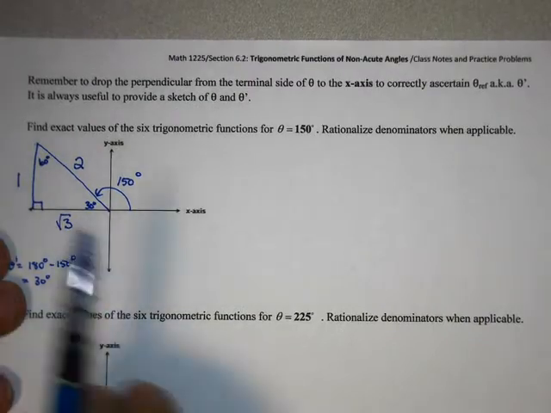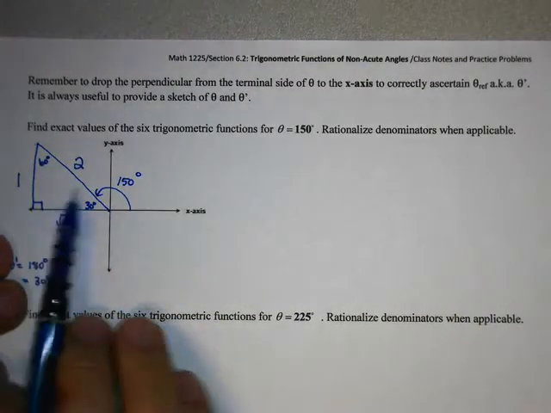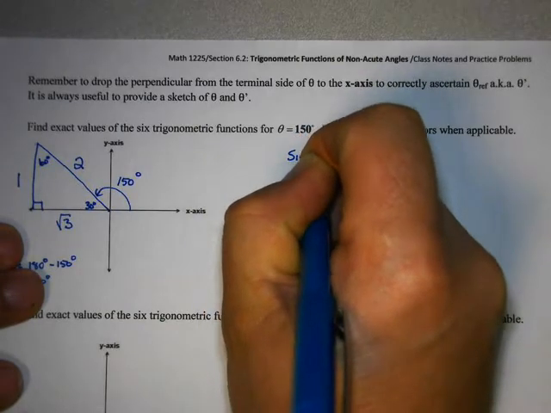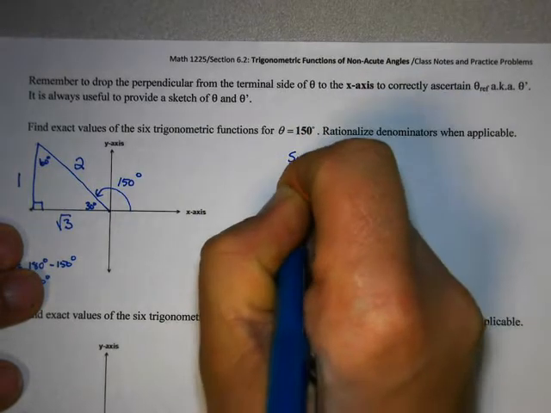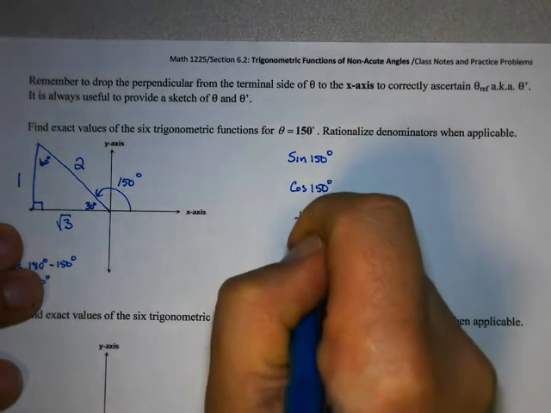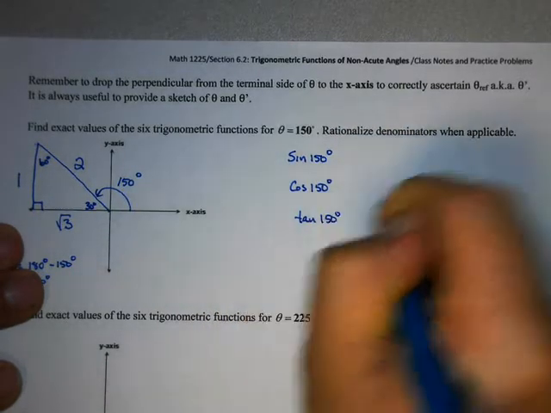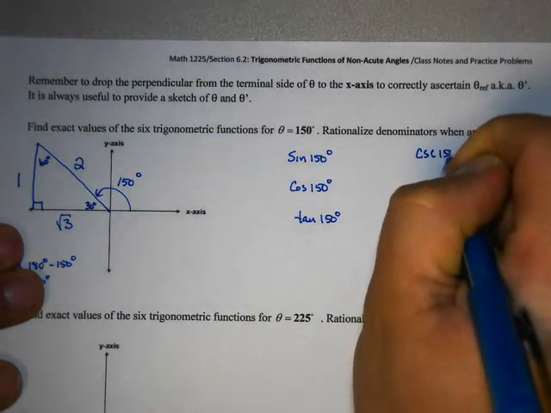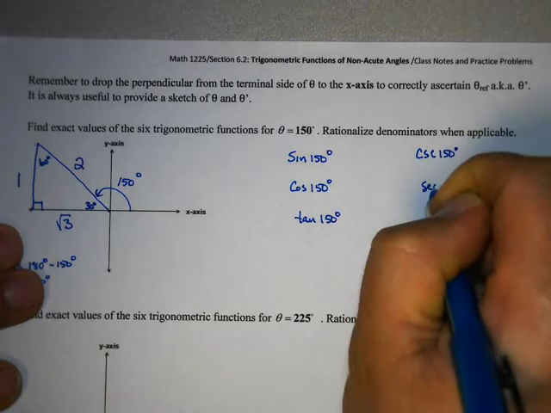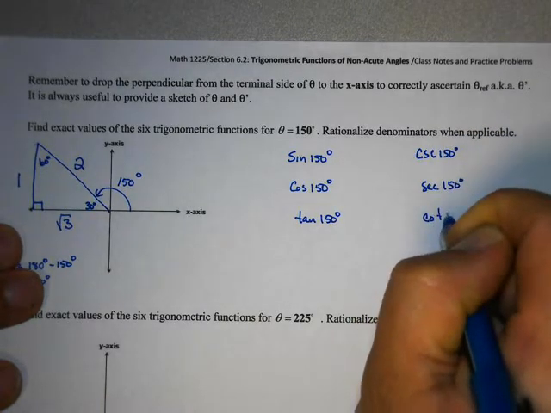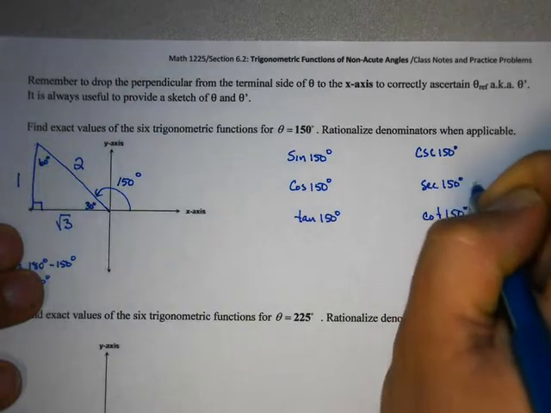Now we have to be careful because we're in the second quadrant. So sine of 150 degrees, cosine of 150 degrees, and tangent of 150 degrees, cosecant of 150 degrees, secant of 150 degrees, and cotangent of 150 degrees.